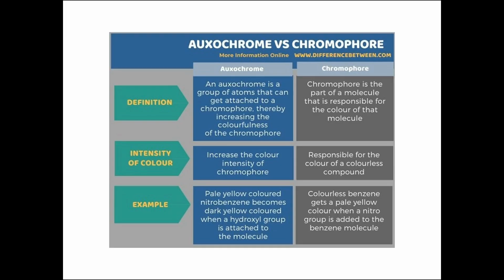And also, a few examples which involve the nitration reaction: benzene itself gives a pale yellow compound, whereas the addition of a nitro group alters the product to nitrobenzene. Hence, the color changes from pale yellow to intense yellow color. In other words, the addition of the nitro group as the auxochrome will shift the color from pale yellow to dark yellow.